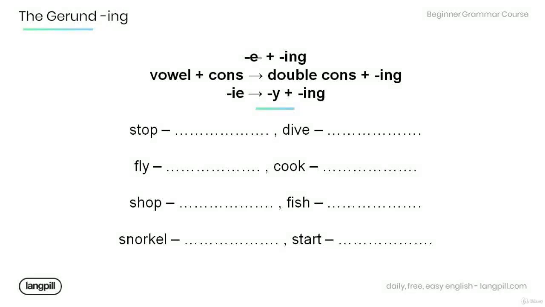Now let's review the gerund and practice a bit. Remember that when a verb ends with E, we get rid of the E and add ing. And when a verb ends with a vowel plus a consonant, we double the consonant and add ing. And when a verb ends with ie, we turn it into y, then add ing. Now look at the words below and turn them into a gerund.